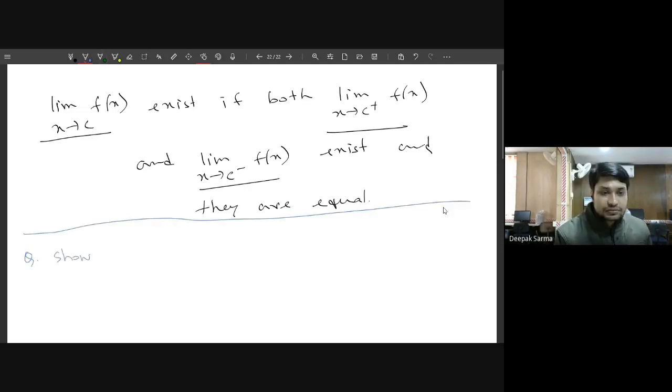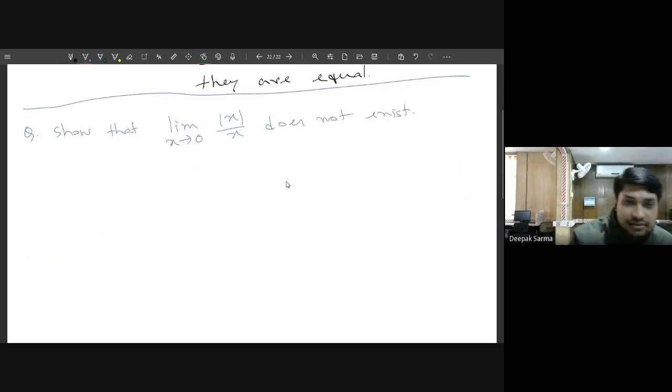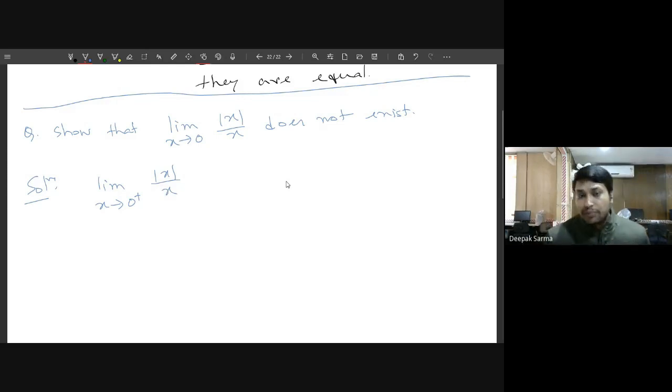So let me give one example where limit does not exist. I am going to show that limit does not exist. Why so? Although both left hand limit and right hand limit exist, here the limit does not exist. Let us first consider the right hand limit. X tends to 0 plus. What do you mean by 0 plus? 0 plus means x is very close to 0, but x is greater than 0, isn't it?